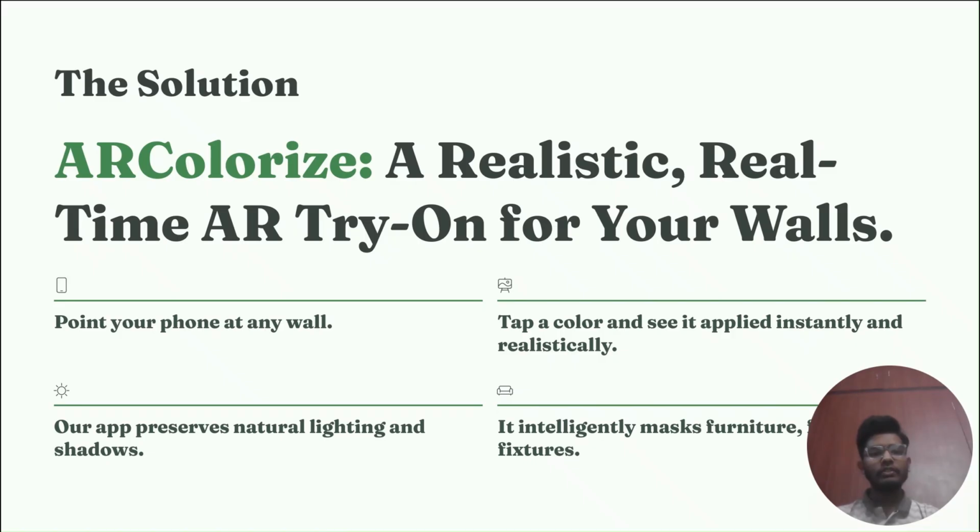So you can see how the sample output occurs. It is the basic prototype for detection of the wall, and it augments a color on it. It intelligently masks the furniture and other objects, and it adjusts according to the environment. It only detects the wall.